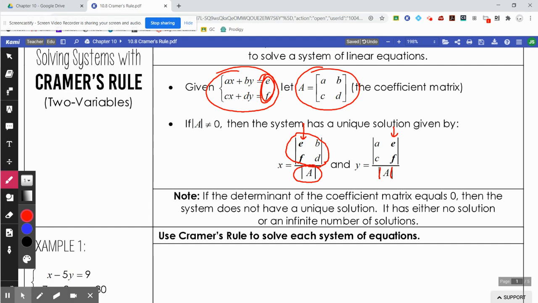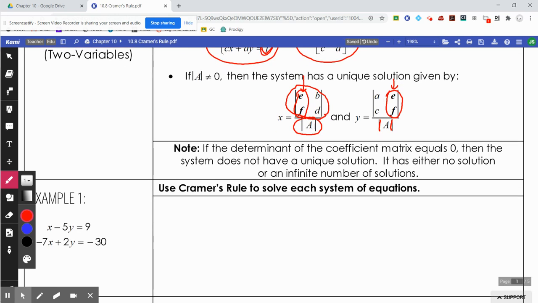So again, you're going to take out your A and C, and replace them with E and F. Here you're going to take out your B and D, and replace them with E and F. Note the determinant of the coefficient matrix, if it equals 0, then the system does not have a unique solution. It has either no solution or infinite solutions if the determinant is equal to 0.